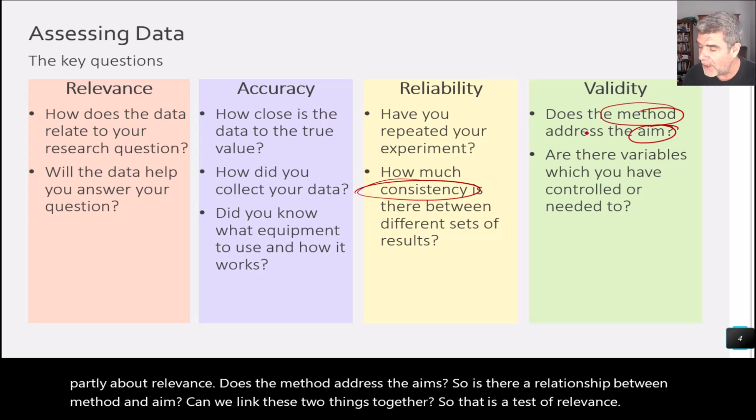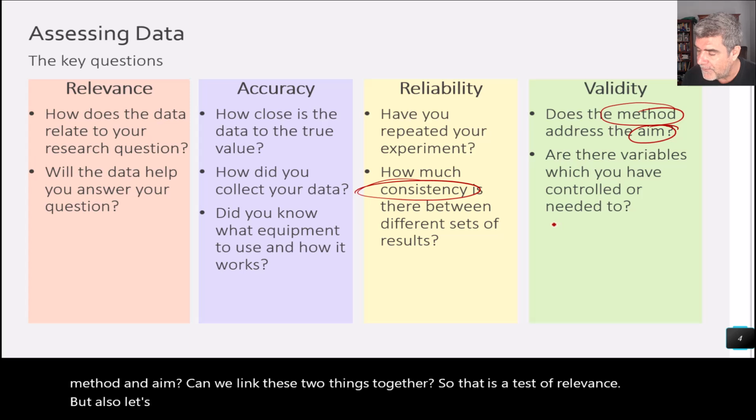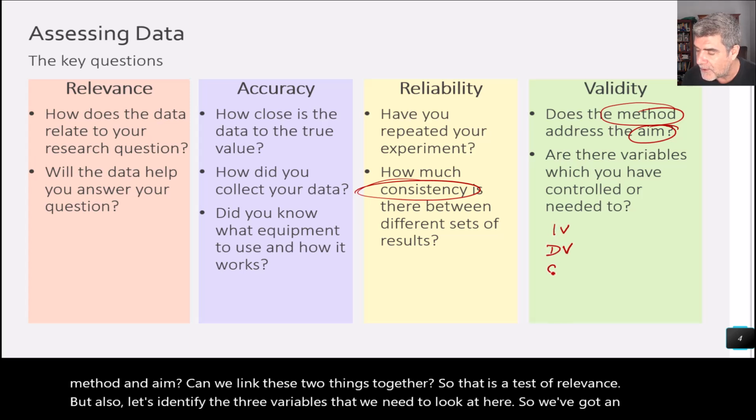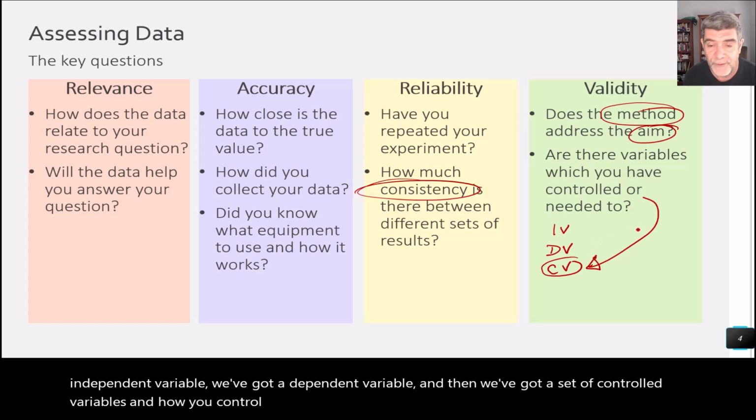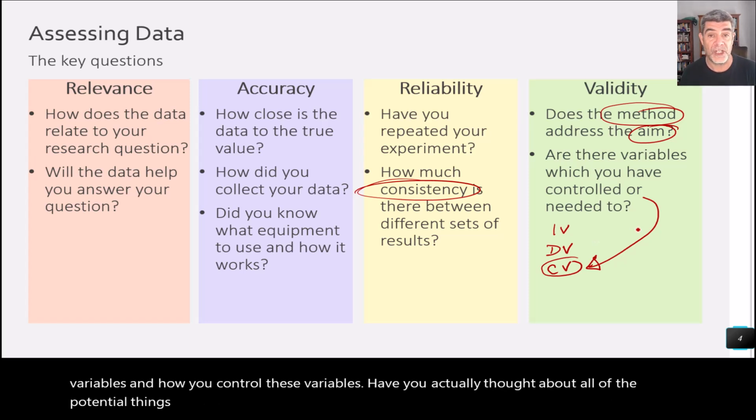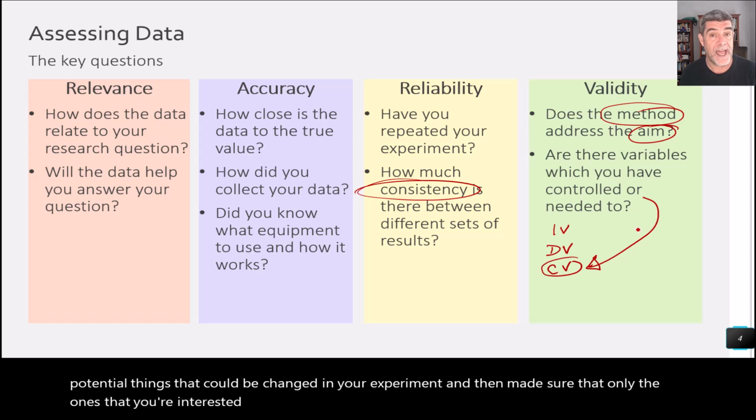But also, let's identify the three variables that we need to look at here. So we've got an independent variable, we've got a dependent variable, and then we've got a set of controlled variables. And how you control these variables. Have you actually thought about all of the potential things that could be changed in your experiment and then made sure that only the ones that you're interested in are the ones that are actually changing?